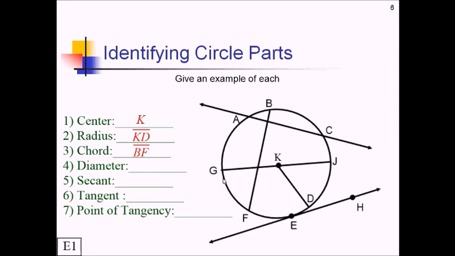However, this GJ is also going to count as a chord. But it's something a little bit more than just a chord, because JG or GJ, that's actually also a diameter. It is a chord that goes through the center, but it also counts as a regular chord. For a secant line, we need a line that goes through the circle in 2 points. The only line that does that is line AC up here. For a tangent line, we need to touch the circle in just one spot. One possibility for that is line EH down here. And for a point of tangency, that's a point where a tangent line is touching the circle. So that's point E right here.